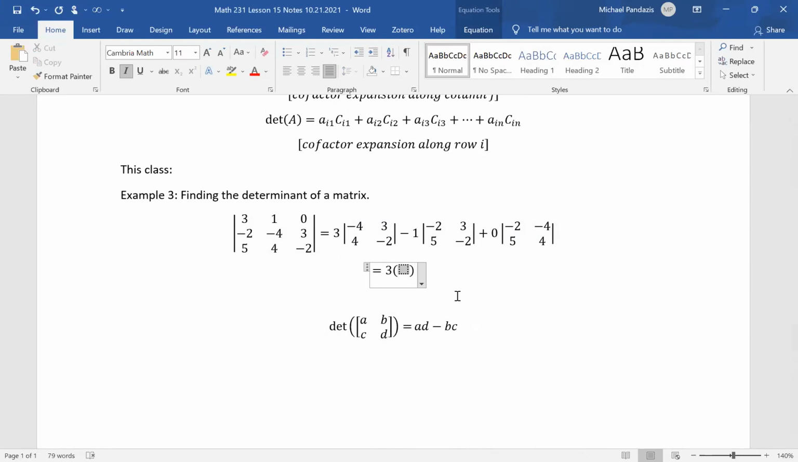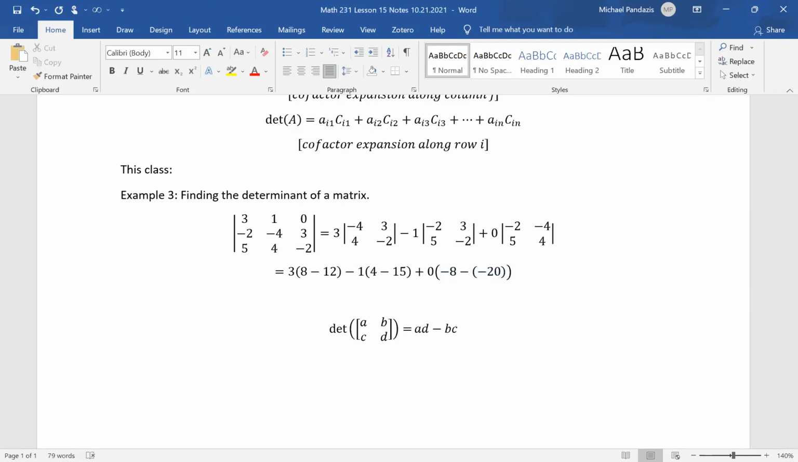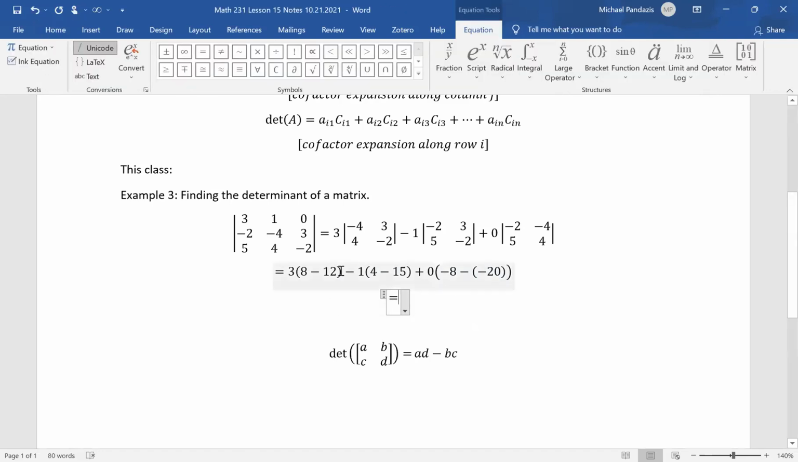the determinant of that matrix, which is 8 minus 12. This is -1 times 4 minus 15. This is plus 0 times -8 minus -20. Okay, so I kept the logic of my step the same. Instead of just writing the determinant, I wrote it as the difference of 2 products. So I wrote AD minus BC for each one. So this is 8 minus 12 for this determinant. This is 4 minus 15 for this determinant. And this is -8 minus -20 for that determinant.